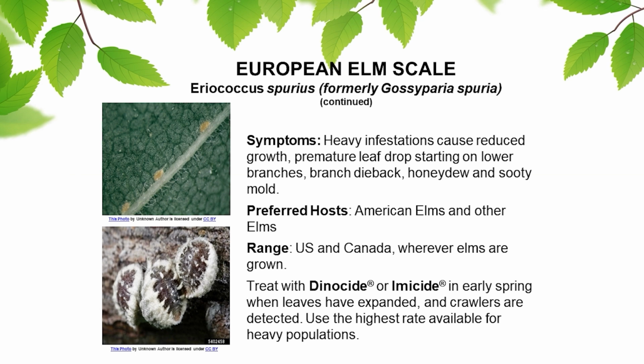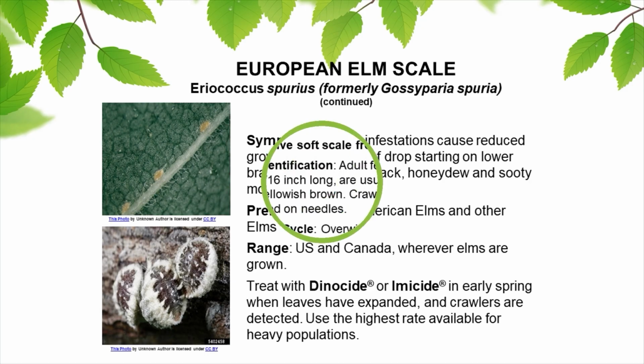European elm scale can be managed with the treatment of Dinoside or Imicide applied in early spring when leaves have expanded and crawlers are detected. Use the highest rate available for heavy populations.